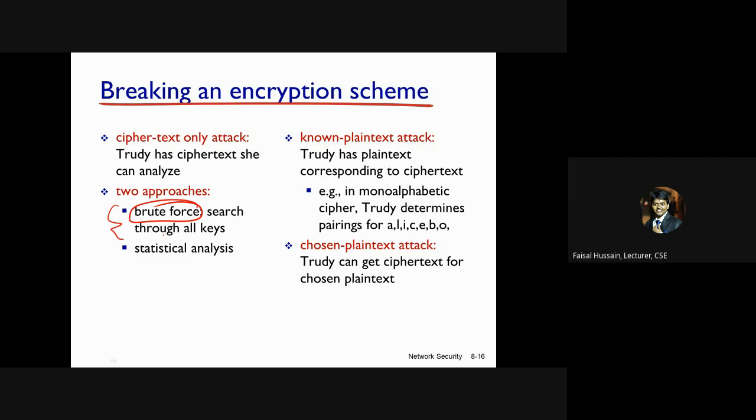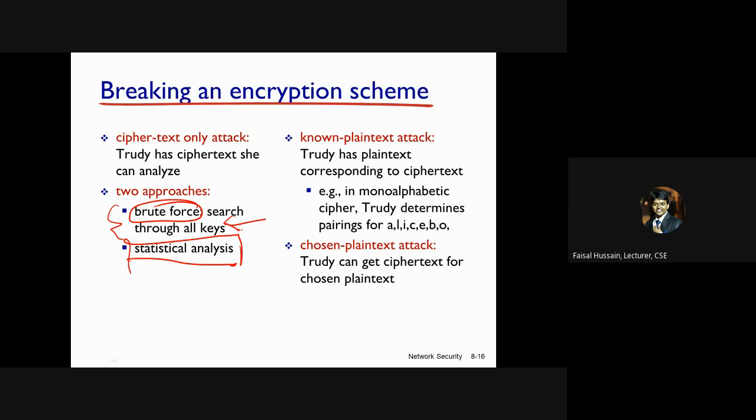Then you have the statistical analysis. Instead of searching through all possible keys, you are finding some candidate keys. That means you look at which values are coming again and again, assume that value or key, and try to find out the result. So that is another process of breaking the encryption algorithm.